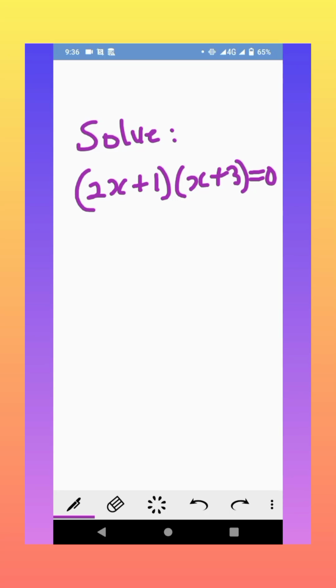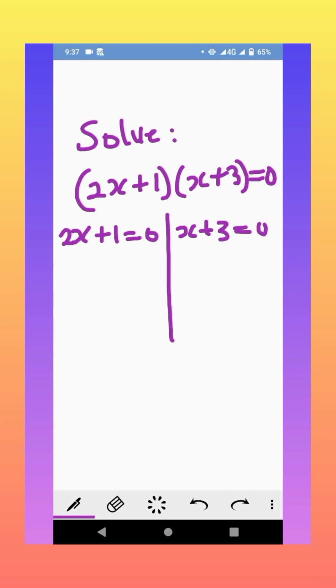Alright, this is a quadratic equation that has been factorized, and we are asked to solve for x. All we need to do is equate each of them to 0 and solve. For example, the first one, we have 2x plus 1 equals 0. Here we will have x plus 3 equals 0.